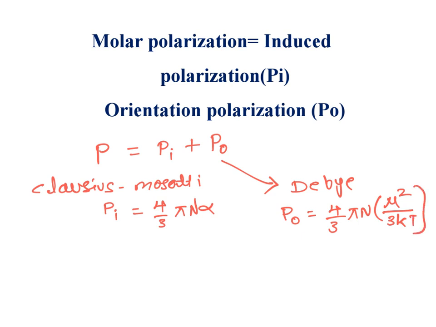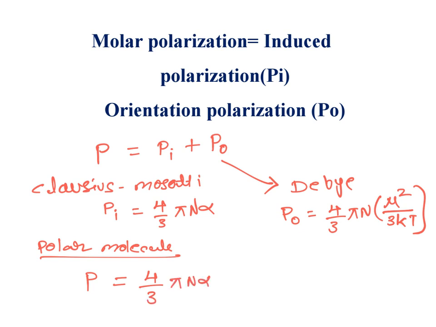So the total equation I am writing for the polar molecule. That is P equal to total polarization or molar polarization equal to induced polarization 4 by 3 pi n alpha plus 4 by 3 pi n Avogadro number, dipole moment squared over Boltzmann constant and temperature.